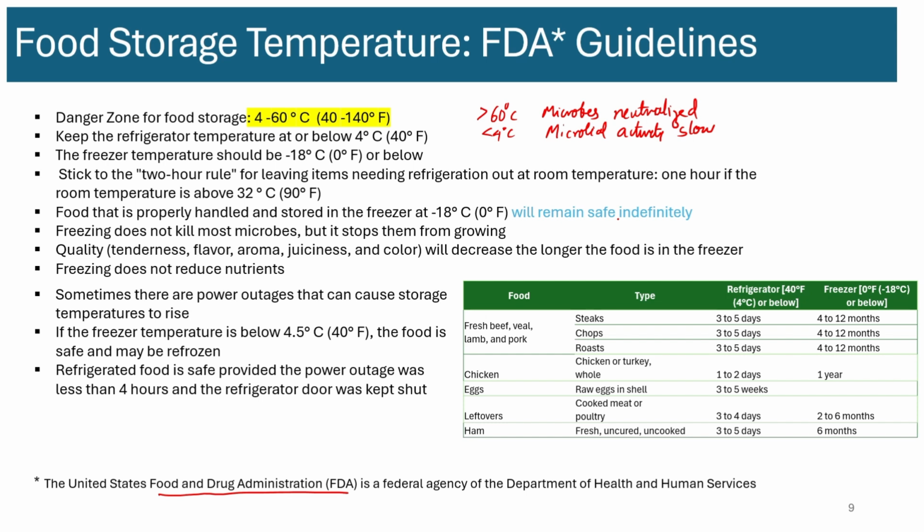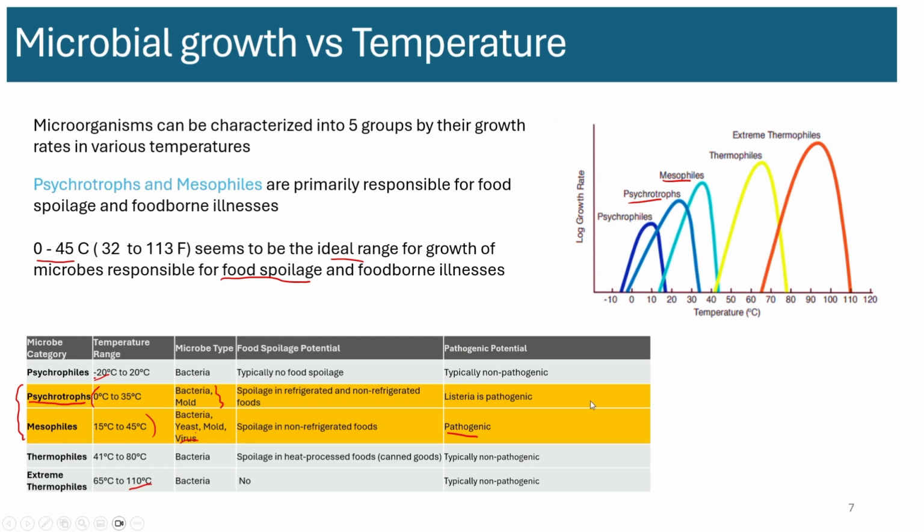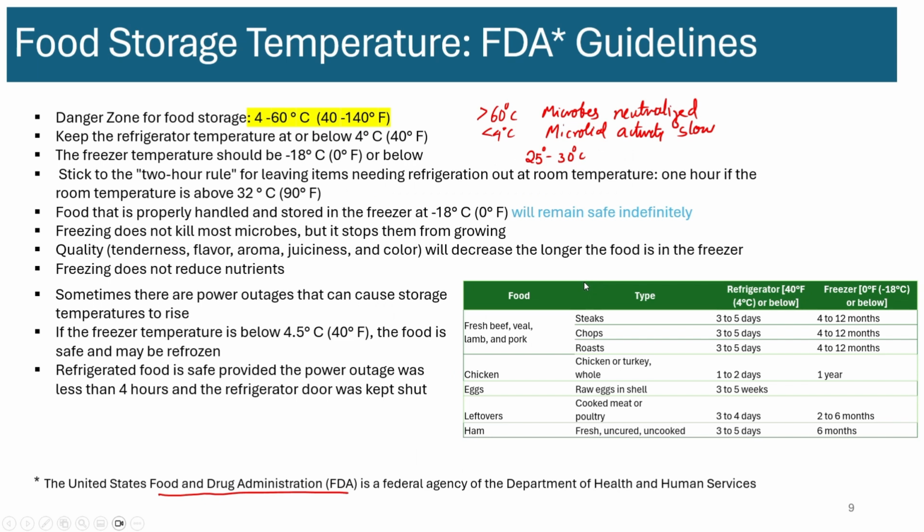Now, what is the typical outside room temperature? That is roughly around 25 to 30 degrees C, right? So room temperature is one of the most ideal conditions for growth. The room conditions here are really ideal for growth of microbes. And freezer temperature should be minus 18 degrees C or below, according to FDA.